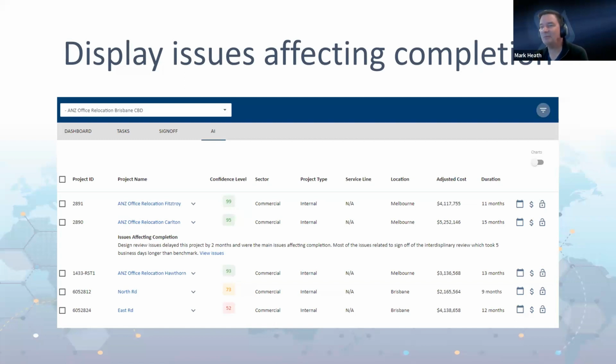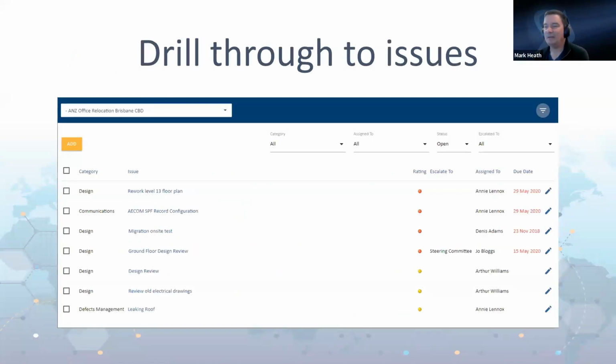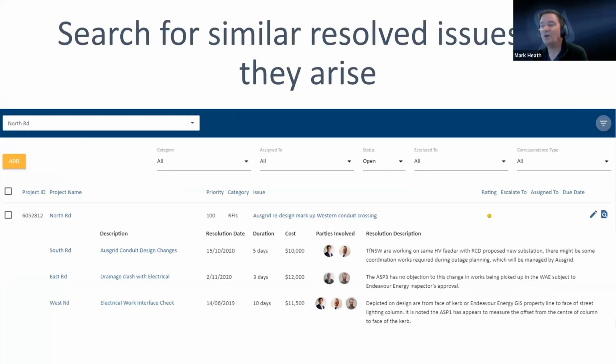But typically, because of the volume of data, it'll be more generic across all projects for this commercial infrastructure tower of 40 floors or something. These are the issues that affect completion more than not. And that's the drill through to the specific issues that are listed there. And then when you do log issues on the job, so you're going through design or you're going into post-contract and you're getting RFIs, you can see whether there've been similar RFIs resolved in the past across your UniPhi deployment.